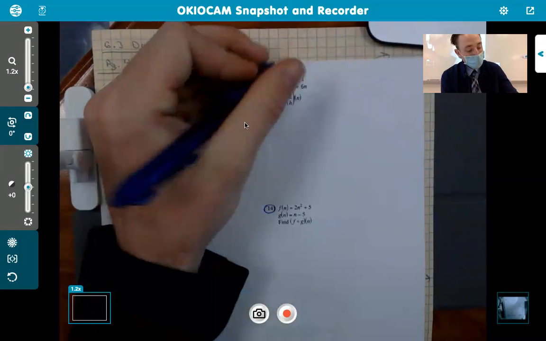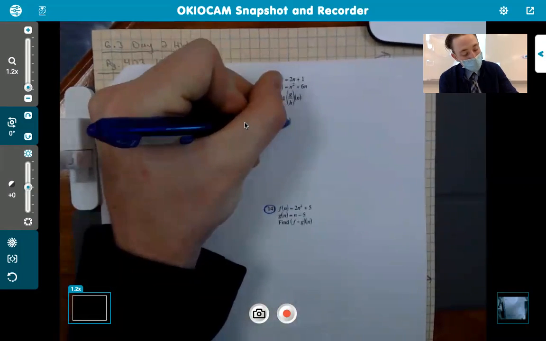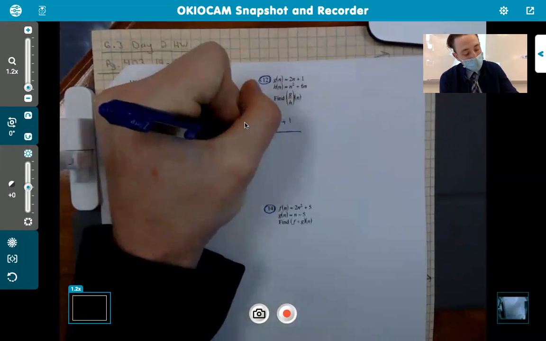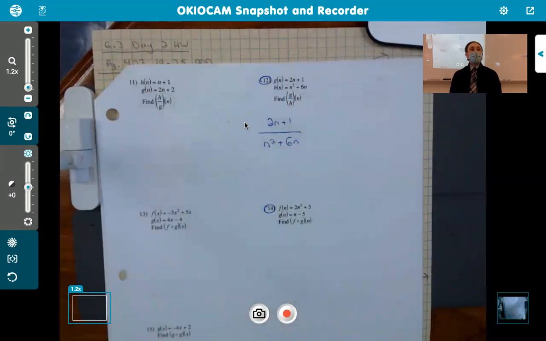Okay. So if I'm doing g of n divided by h of n, that would be 2n plus 1 over n squared plus 6n, right? Just writing 1 in the numerator, 1 in the denominator. But from here, I need to think about ways to maybe factor the numerator or take out a GCF, factor the denominator, take out a GCF, so I can maybe cross out some terms if I can and simplify this as much as possible. Okay? Everybody understand that idea?